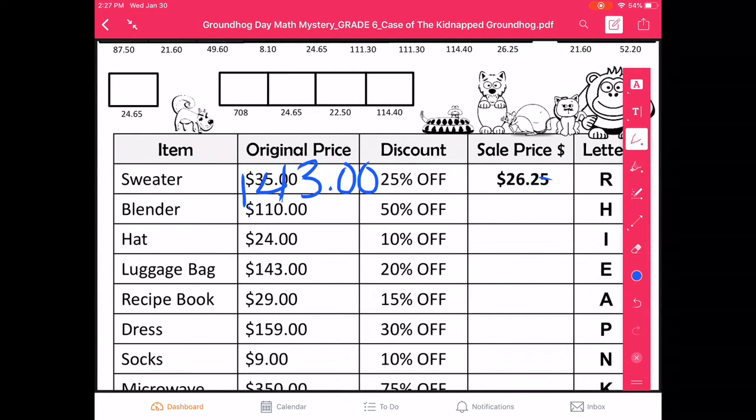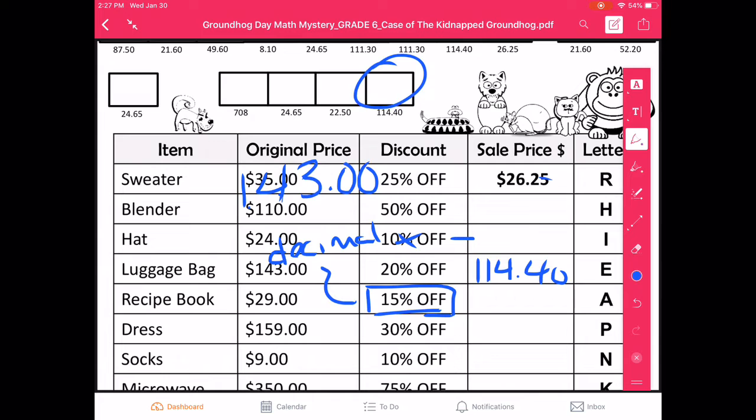So this answer here would be $114.40. And that does look like an answer. It looks like it's right there. So therefore, I know that this one is good too. So again, for all of these, turn your percent into a decimal, multiply, and then subtract from your original price. Okay? Have fun.